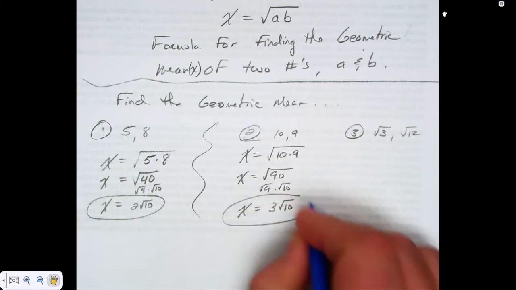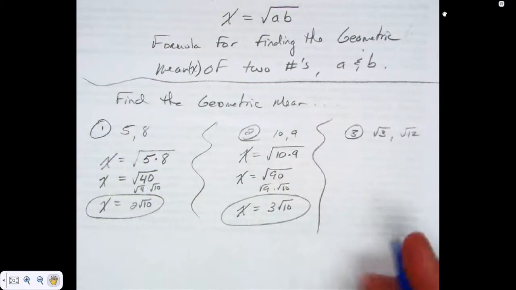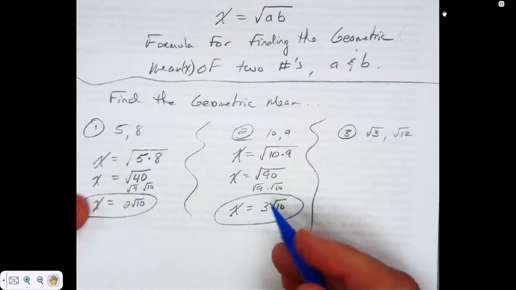If they ask for it in a decimal and round to a certain amount, then that's what you do. If they don't, you assume they want it in this form.